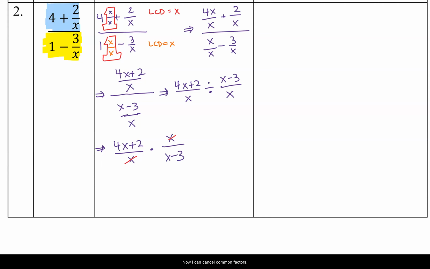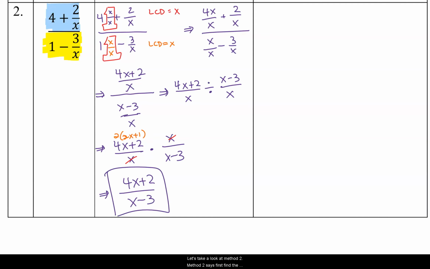Now I can cancel common factors. I notice up here I've got a 2 that's a common factor, so 2x plus 1 does not cancel with x minus 3, so factoring didn't really help me simplify it anymore. 4x plus 2 over x minus 3. So that's method 1. Let's take a look at method 2.